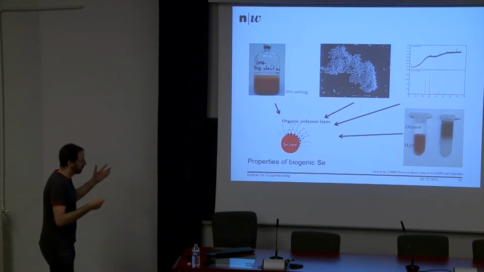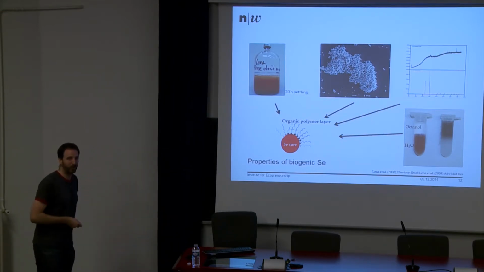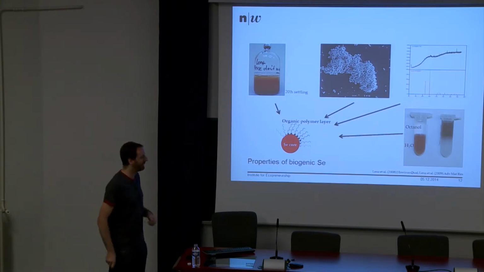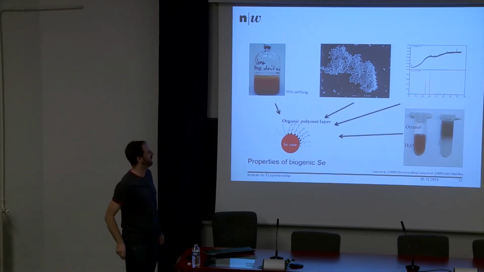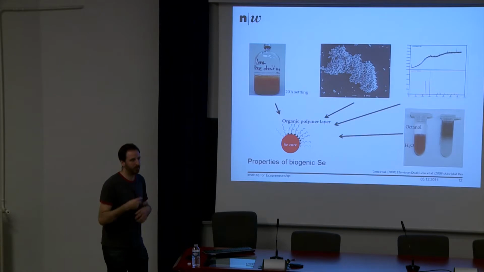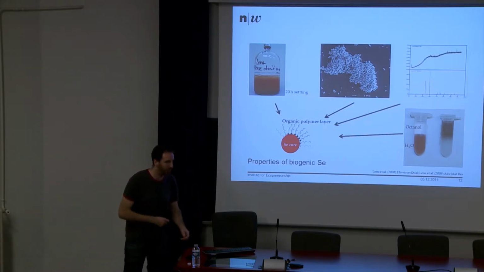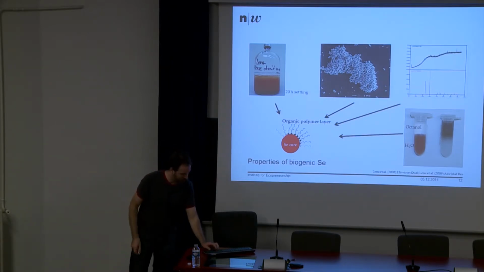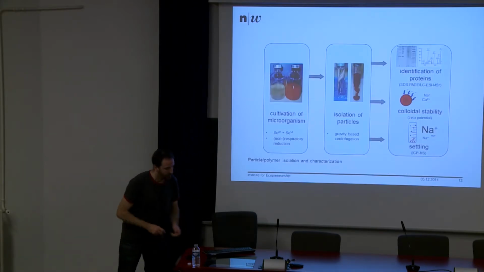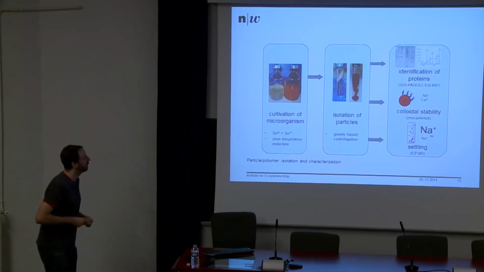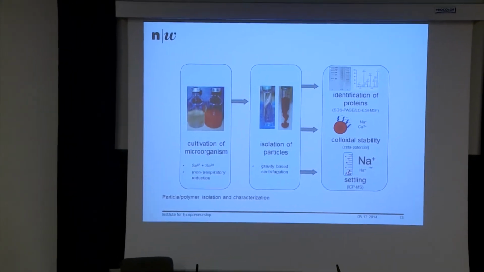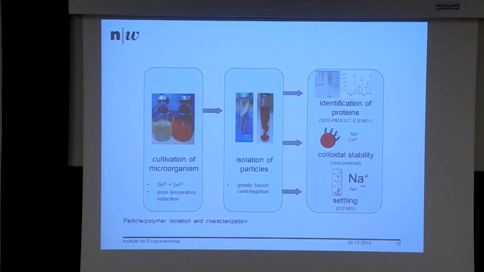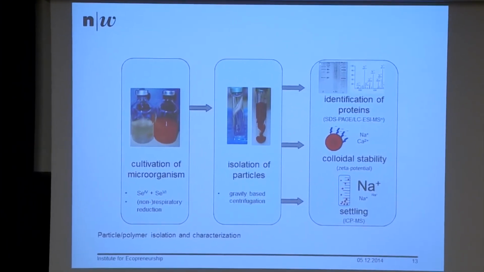So we came up with a very basic model. I think for you it's all obvious. For us it was not so obvious at that time. So we think that there's a selenium core and there's some kind of organic material around it. We did not know if it's proteins, lipids, membranes, or whatever. So we had a closer look at what these organics could be and how they determine the colloidal properties of biogenic selenium.